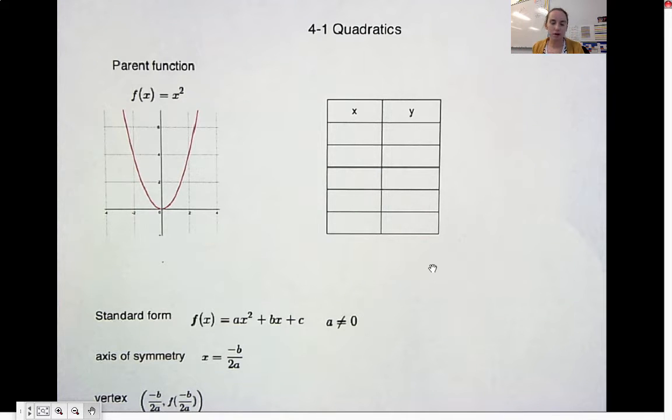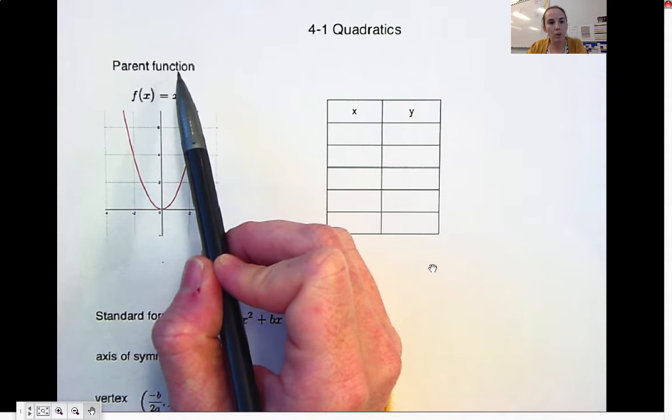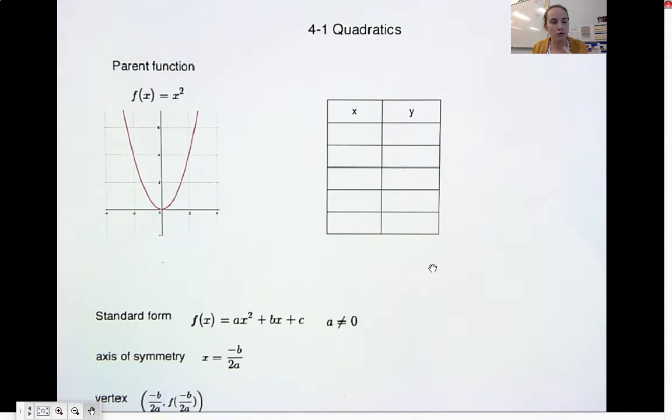So today we're going to talk about quadratics. This is chapter 4, lesson 1. And what you're seeing on your page, the first thing that you see is the parent function. Now if you go back and remember what a parent function is, they're the most basic form of the function.